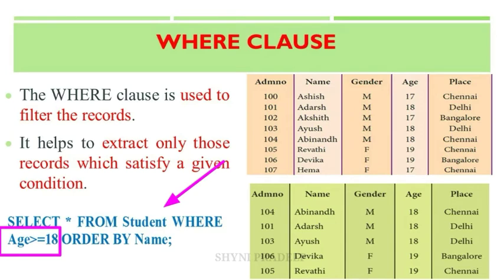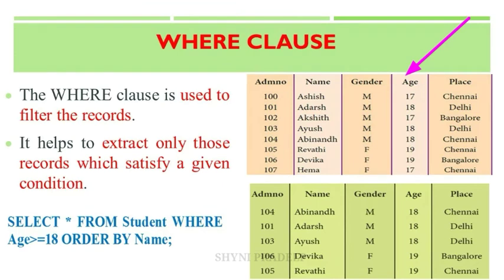Here the condition is age is greater than or equal to 18. And ordered by name means what? Sort the names in the ascending order. Okay. So check the condition, age is greater than or equal to 18. So you have to filter the age values which are greater than or equal to 18.